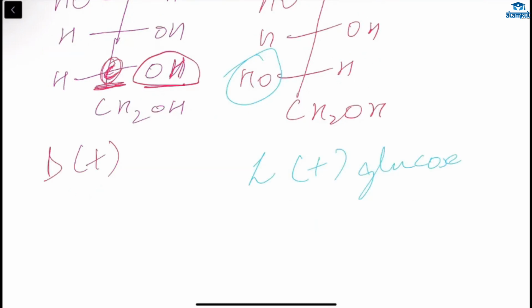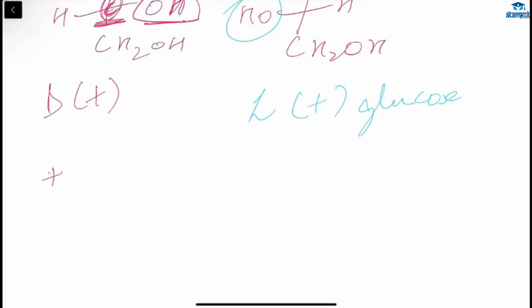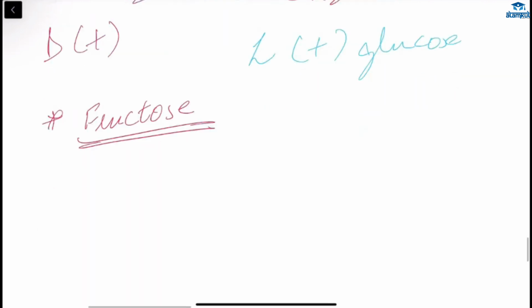Now the cyclic structure is also completed. Next, what we have to study is the Haworth projection of fructose. In the same way, fructose preparation. I have told you earlier also, fructose has a ketonic group.